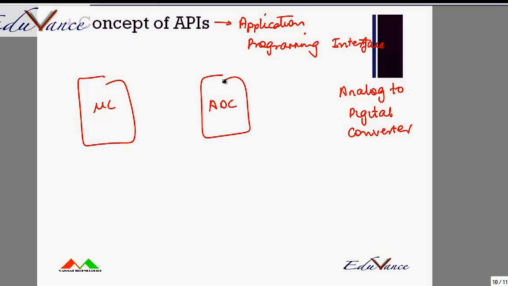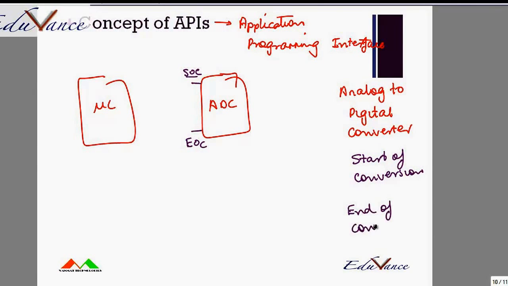Now, traditional ADCs have a few signals. They have the SOC terminal, they have the EOC terminal. Now, this SOC means not system on chip, but it means start of conversion, and EOC stands for end of conversion. Okay.